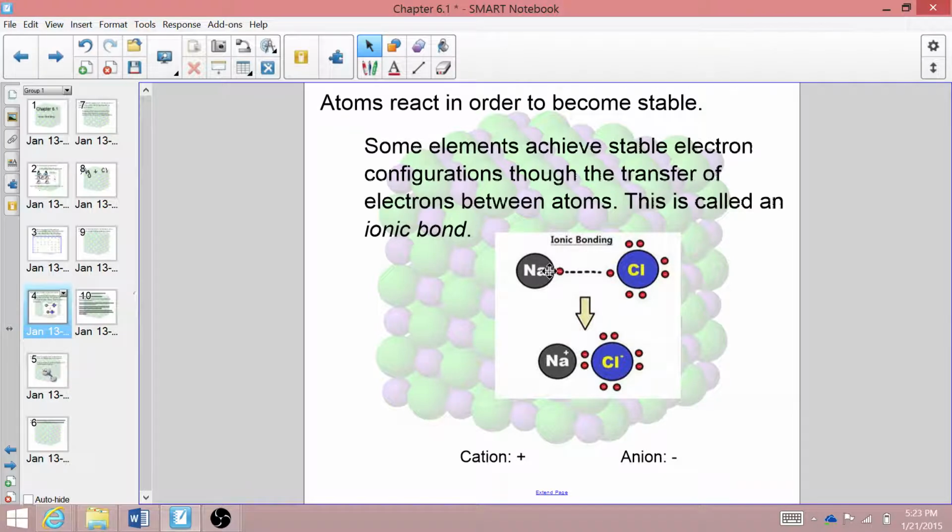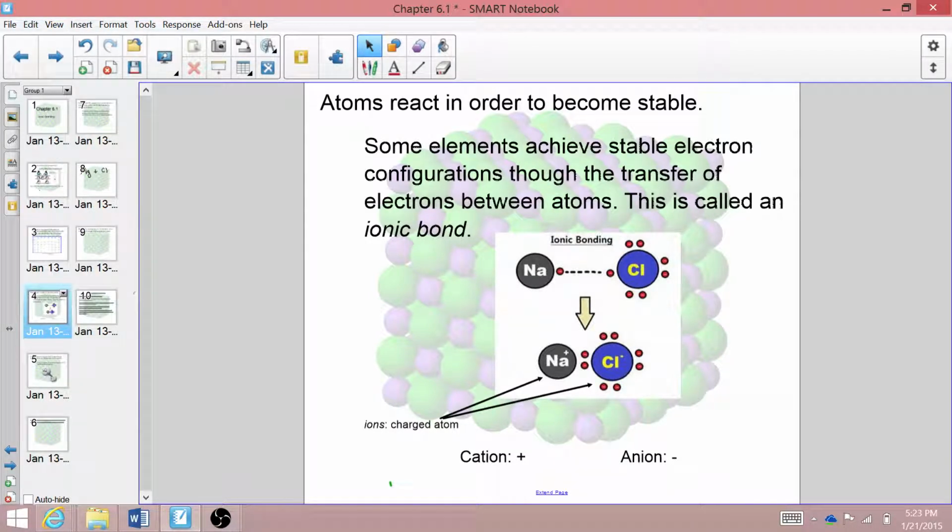Now, sodium gave away that negative charge, which means it now has extra positives. It's not balanced anymore. So sodium is now positively charged, which makes it what we call a cation. And these, whether it's a cation or an anion, are called ions. An ion is a charged atom. A positively charged atom is a cation, and a negatively charged atom is an anion.